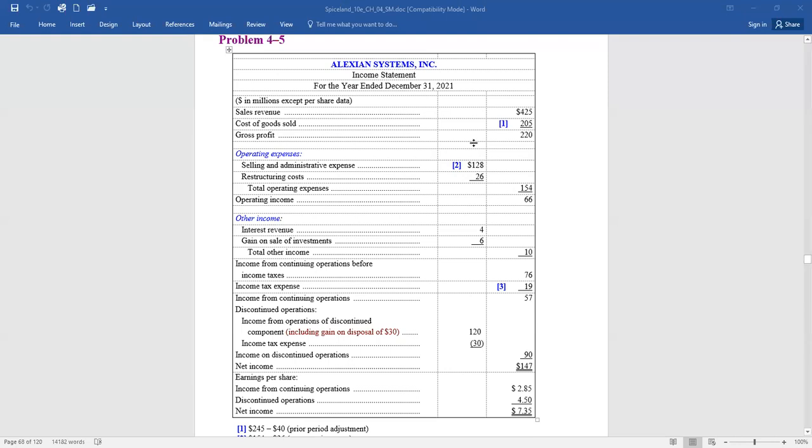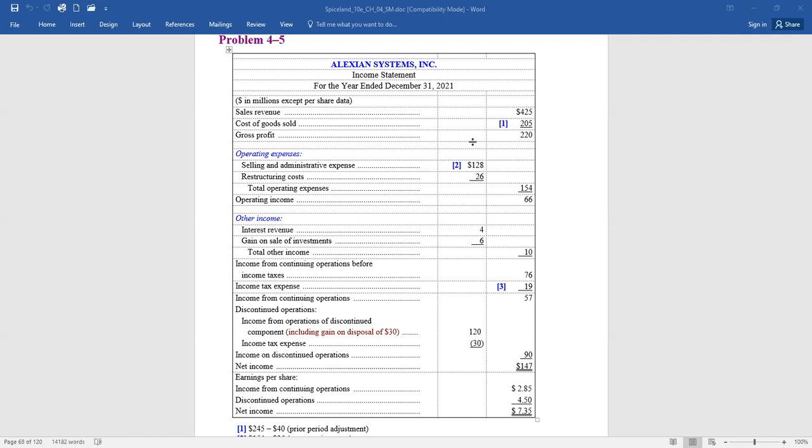Hi everyone. We are now going to look at the problems from chapter 4. And this is on page 220 of your book, problem 4-5. And it says, refer to the information presented in problem 4.4. Prepare a revised income statement for 2021, reflecting the additional facts.